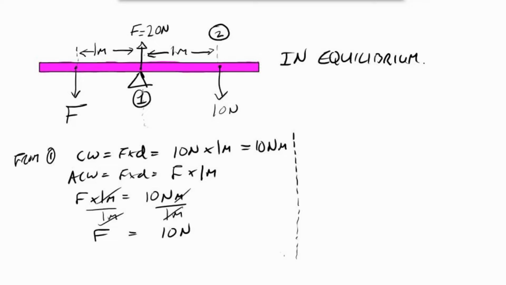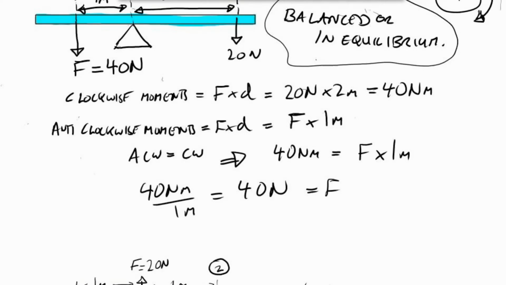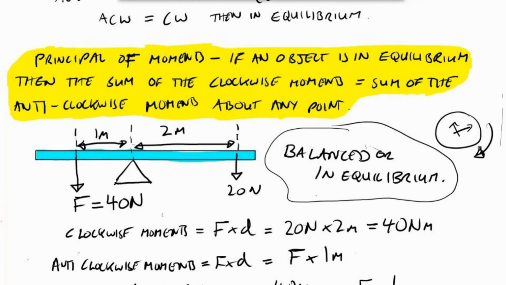So now I'm going to use point 2 as a pivot point. And I know what you're thinking, there's no pivot point there. Doesn't matter. Let's look at our principle of moments again. If an object is in equilibrium, the sum of the anti-clockwise moments is the sum of the clockwise moments about any point. It doesn't say it actually has to be a pivot. And this has got some interesting effects to it.